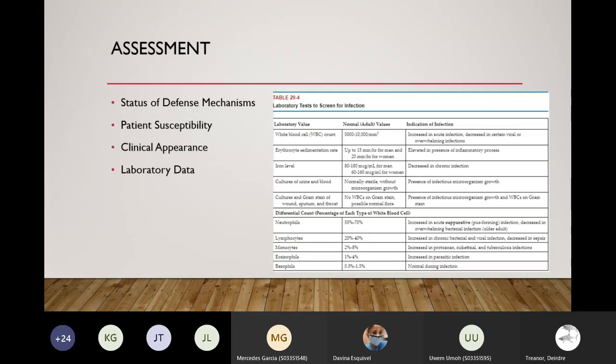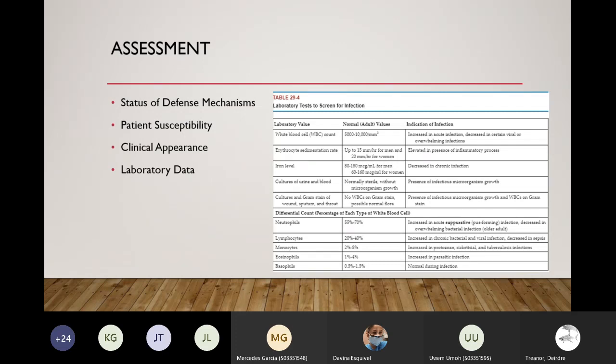So assessment. Your defense mechanisms are your intact skin, cough, etc. Patient susceptibility, we just discussed. Some medication therapies can compromise your immunity, so you want to look at their medication history. Also look at the clinical appearance. How does your patient look? Do a physical assessment. Do they look sick? Do they look well? What's going on?